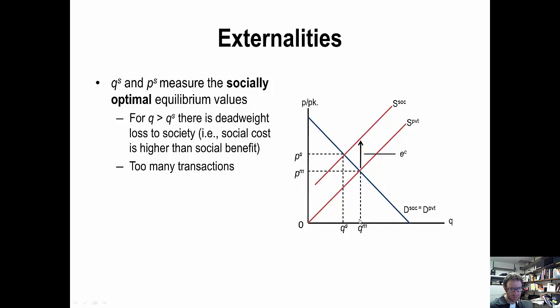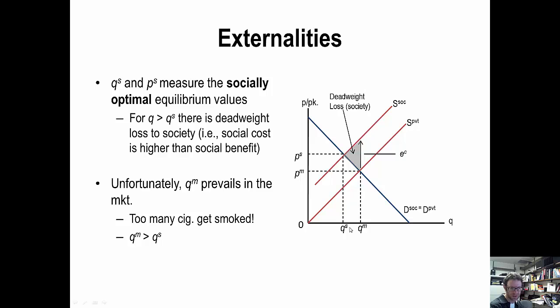The market outcome, QM, is to the right of the socially optimal outcome, QS, which means that there's some deadweight loss being produced in the economy. For each of these cigarettes being smoked, bought and sold, consumed in between QS and QM, the cost to society, the height of the supply curve, exceeds the benefits to society, the height of the demand curve.